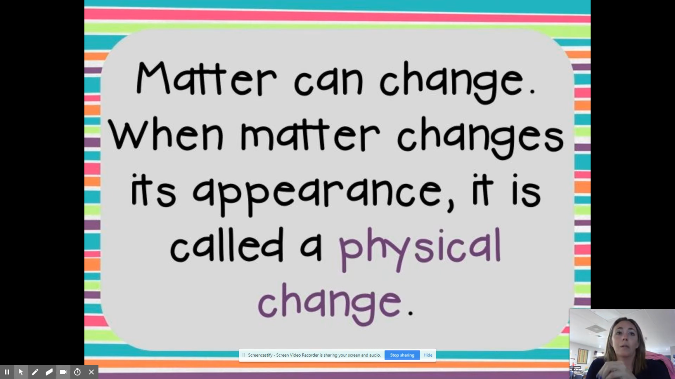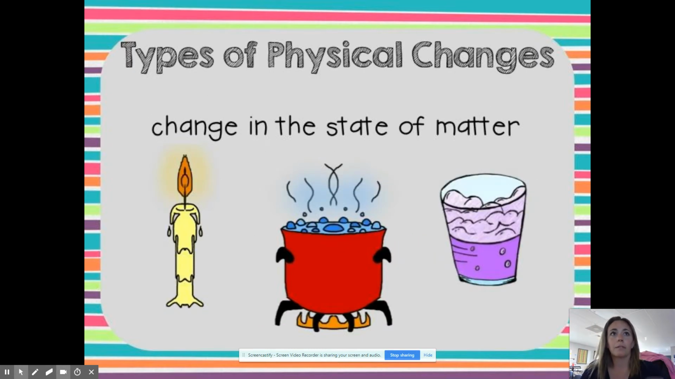Okay, so when matter changes its appearance, comma, it is called a physical change. So on your paper, when matter changes its, there's a word you put in there, appearance. Okay, that's why I paused there. It is called a physical change. See? Okay, next. There are 5 types of physical changes that can happen to matter.